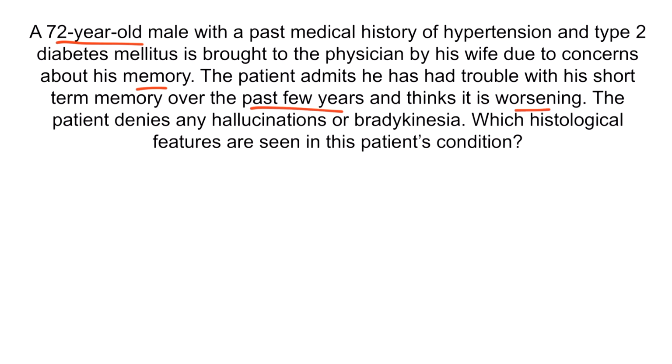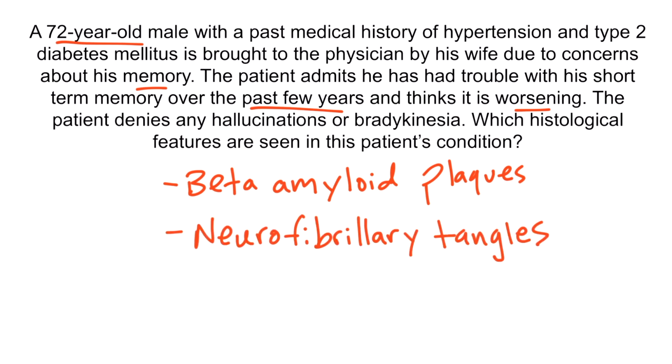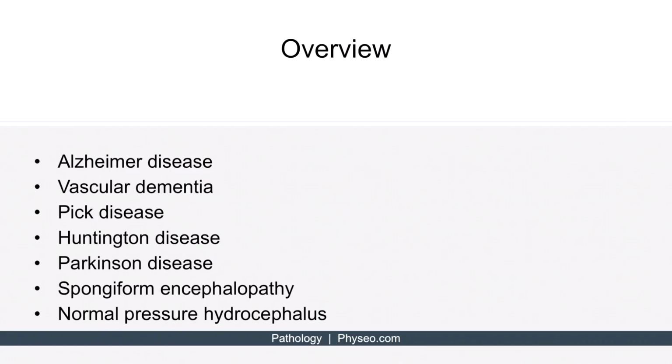Recall that in this condition, beta amyloid plaques are seen histologically. This occurs because dysfunction in amyloid precursor protein cleavage results in the overproduction of beta amyloid. Another histological finding is neurofibrillary tangles. These are caused by the accumulation of hyperphosphorylated tau protein. All right, now let's move on to discuss vascular dementia.